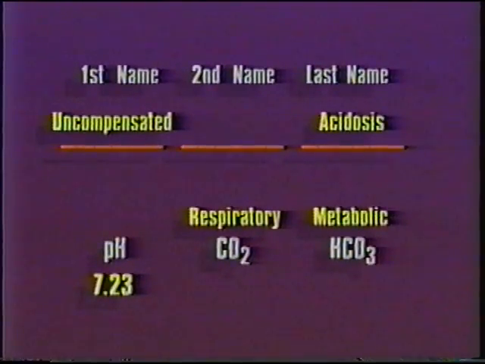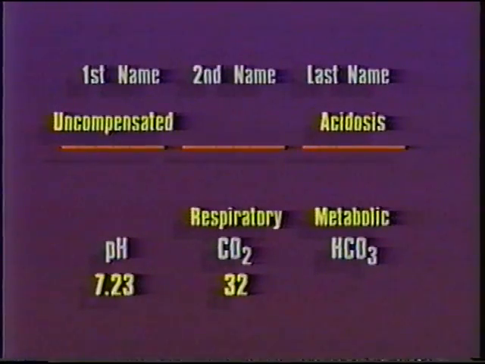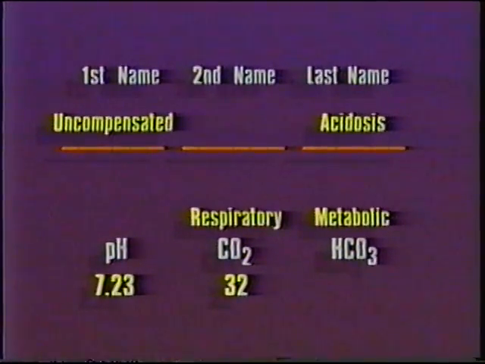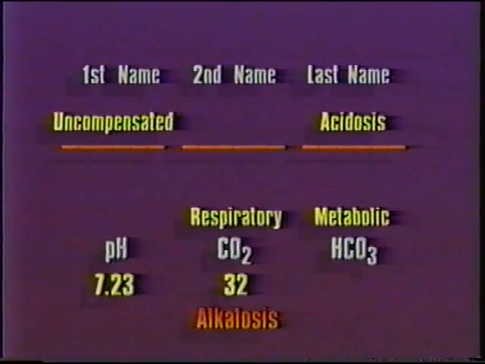How do we determine the middle name? We're going to determine the baby's father. Look at the CO2 value of 32. Is that acidotic, alkalotic, or normal? Refer to the normal values that you wrote down. It's alkalotic, so write down alkalosis beneath the 32.